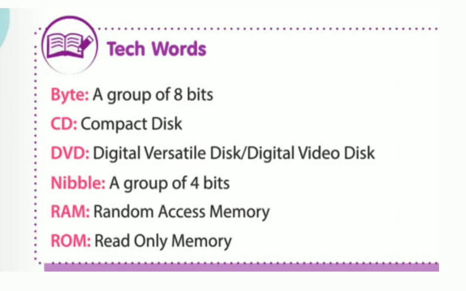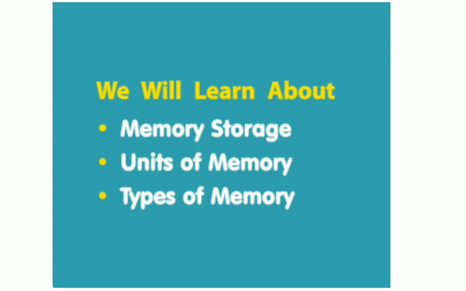CD means compact disc. DVD means digital versatile disc or digital video disc. Nibble, a group of 4-bit. RAM, random access memory. And ROM, read only memory. In this chapter we will learn about memory and storage, unit of memory and types of memory. So let's start our chapter.